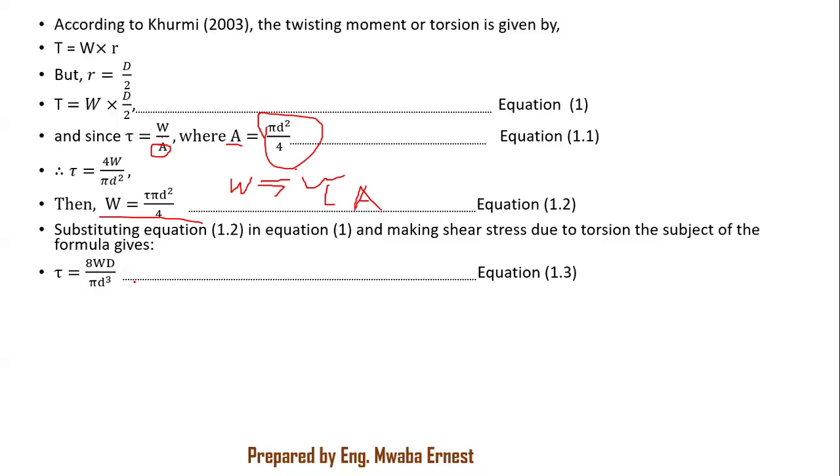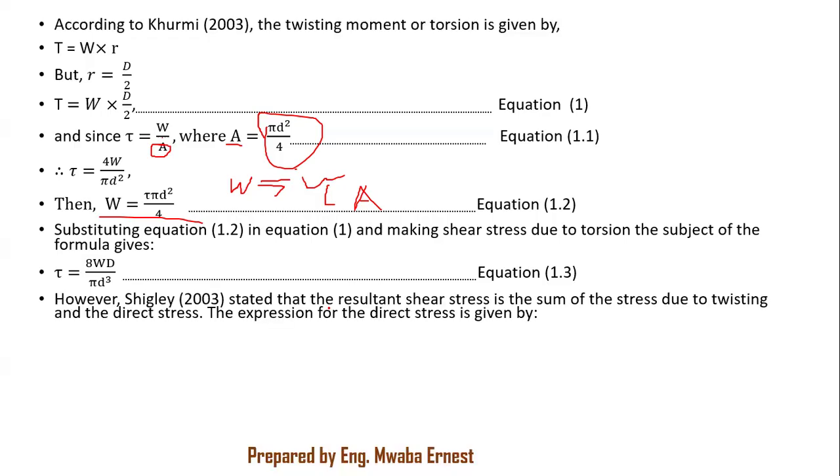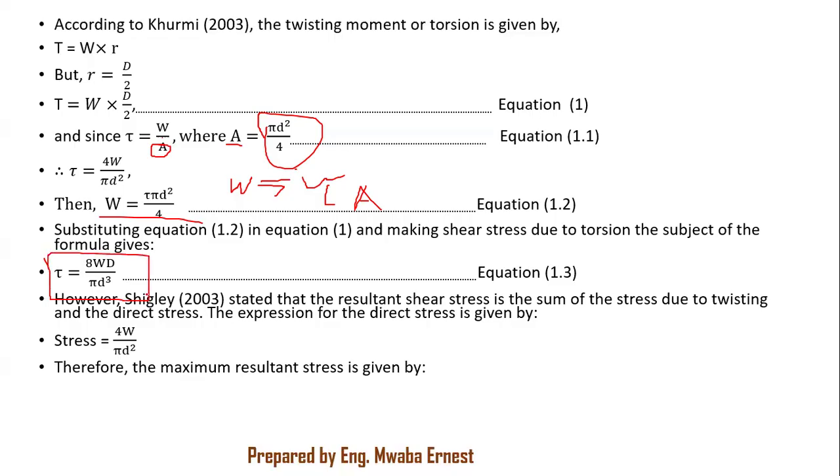How? You can notice that in the first equation, it had d over 2. So all we are doing now is a quick substitution to make sure that we take care of the torsion, because that's how it becomes easier for us. So from there, you can notice our expression for shear stress is 8WD over pi d cubed.